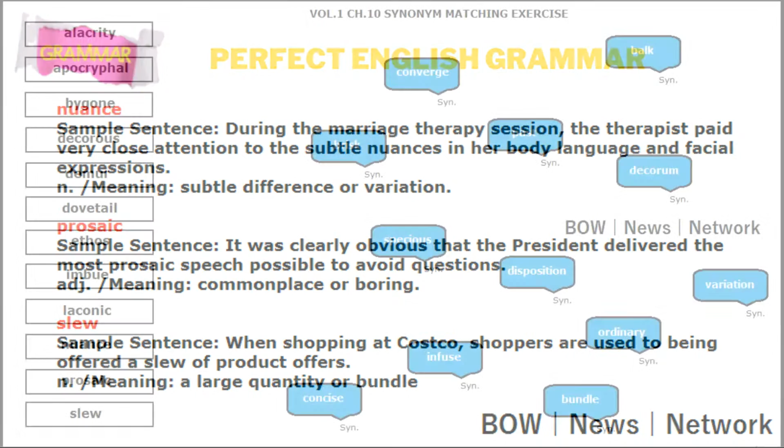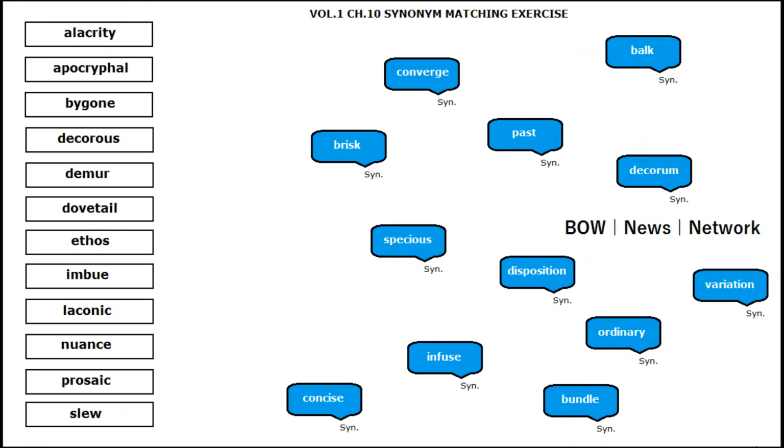So here we have our exercise for synonym matching for chapter 10. Just to go over the words that we have here with their correct pronunciation: alacrity, apocryphal, bygone, decorous, demur, dovetail, ethos, imbue, laconic, nuance, prosaic, and slew.